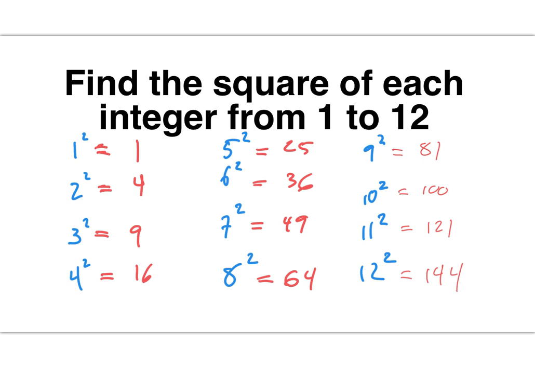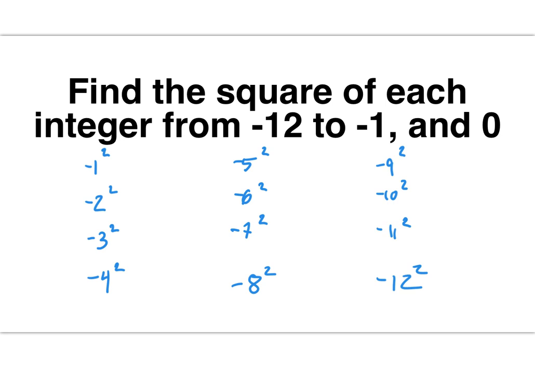I mean, you could carry on and go 13 squared is 169. 14 squared is 196. For lack of a better way, you could just say they flip-flop, 169, 196. 15 squared is 225. All right. Now this. Find the square of each integer from negative 12 to negative 1.